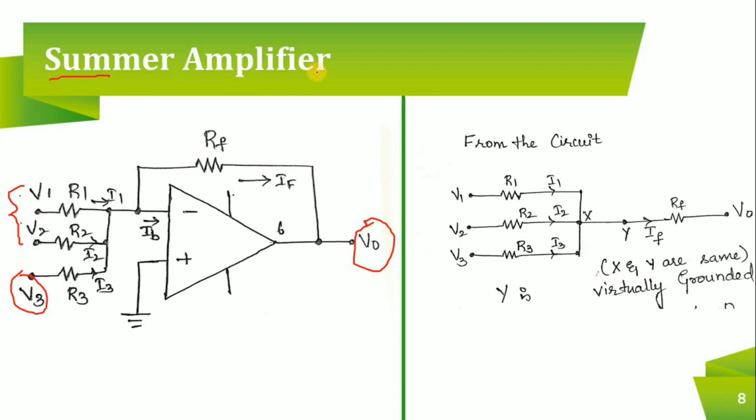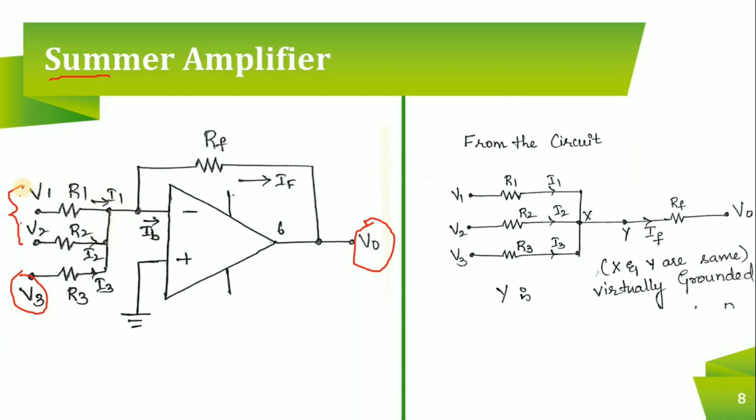So as the name indicates, it is an amplifier that amplifies the sum of your inputs. Okay. So what is a summing amplifier or summer amplifier? It is an amplifier that strengthens or amplifies the sum of your inputs. Okay. Which are all the inputs here? V1, V2, V3.